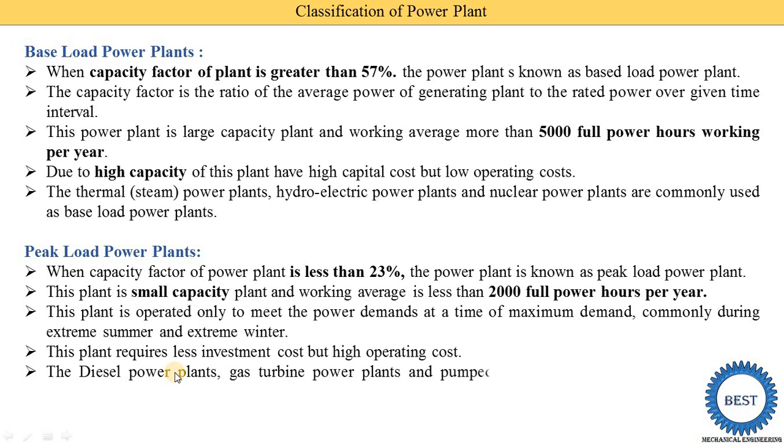The diesel power plant, gas turbine power plant, and pumped storage hydroelectric power plants are commonly used as peak load plants. So these are the examples of the peak load plant: diesel, gas turbines, and pumped storage hydroelectric. And what are the examples of the baseload power plant? Steam power plants, hydroelectric power plants, and nuclear power plants are examples of baseload.